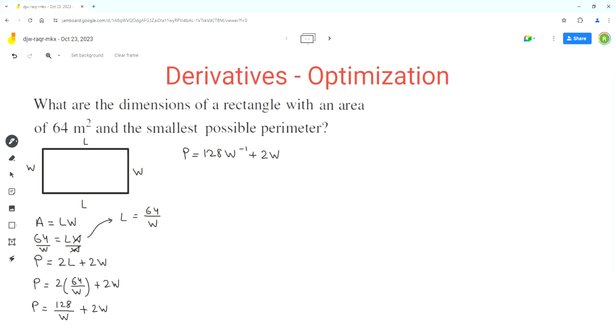Now we can find the derivative. In the first term, 128 is the coefficient, so it will stay as it is. Now we can use power rule to find the derivative of W to the power -1. As per the power rule, we should move the exponent to the front of the term and subtract 1 from the exponent. In the second term, 2 is the coefficient, so it will stay as it is, and the derivative of W is 1.